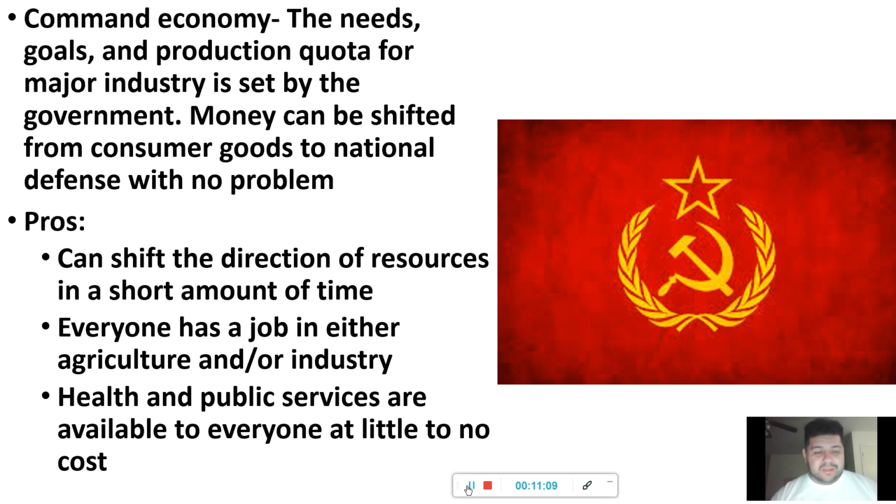Everyone's doing something. Okay. Now, the last thing is health and public service are basically available to everyone at little to no cost. Because you have to remember, they're not doing this out of the kindness of their hearts. It's because they have everyone working for the government, to make their country prosper, so they can get money and things like that.